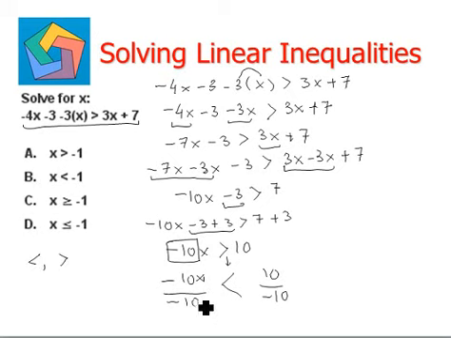So let's simplify now. This becomes 1. 10 divided by negative 10 is negative 1. So x is less than negative 1 is the final answer and can be seen in option B.